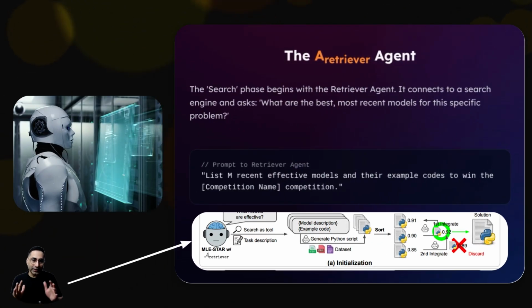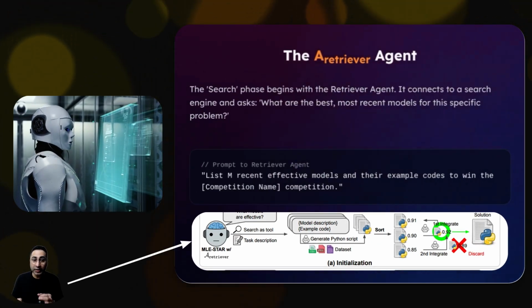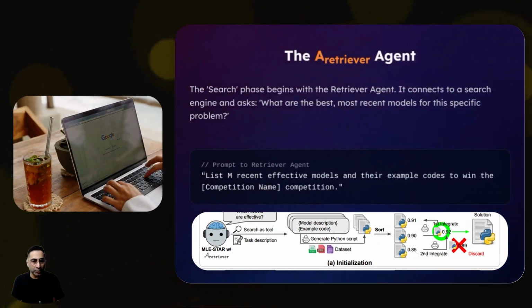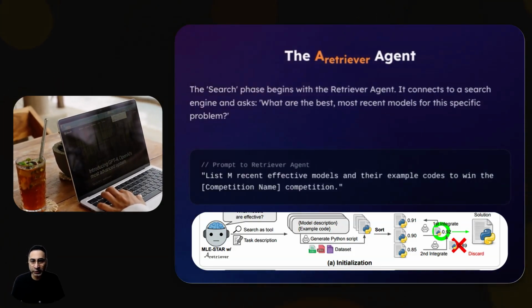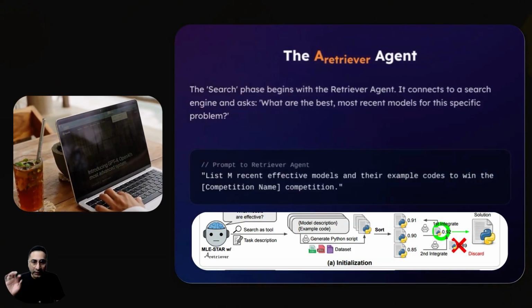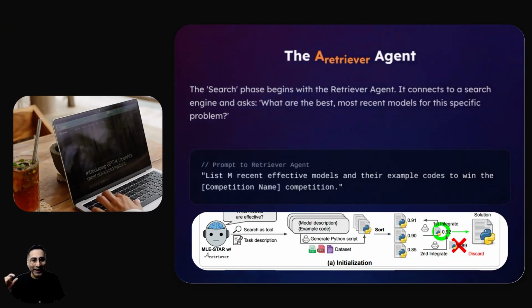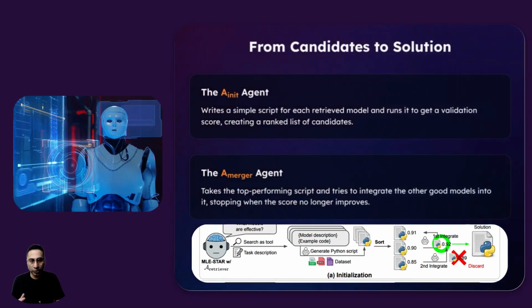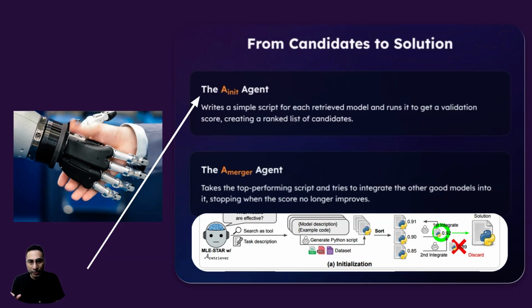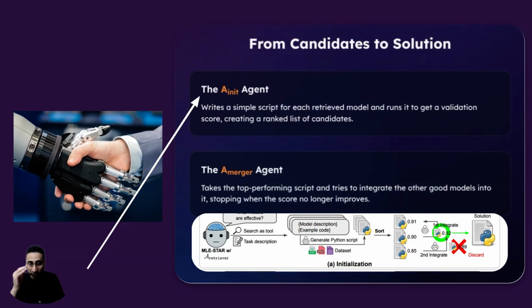So if you look at this, it actually begins with the retriever agent. It connects to a search engine and asks, what are the best, most recent models for this specific problem? This immediately grounds the agent in the present. Now, once it has the list of potential models, the init agent takes over, which is the initialization agent.